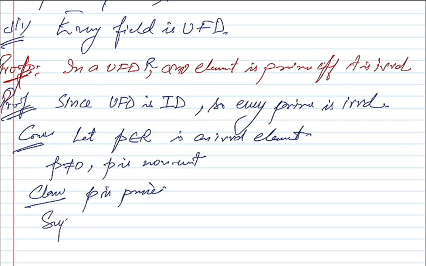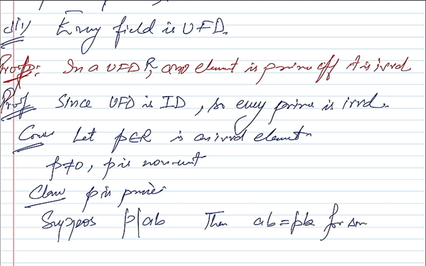To prove prime, we have to take that P divides AB, and we will prove that P divides A or P divides B. Okay. Then AB is P times K for some K belonging to R. Okay.